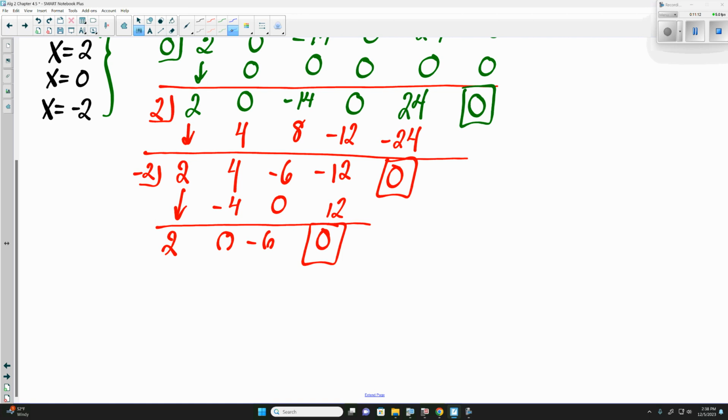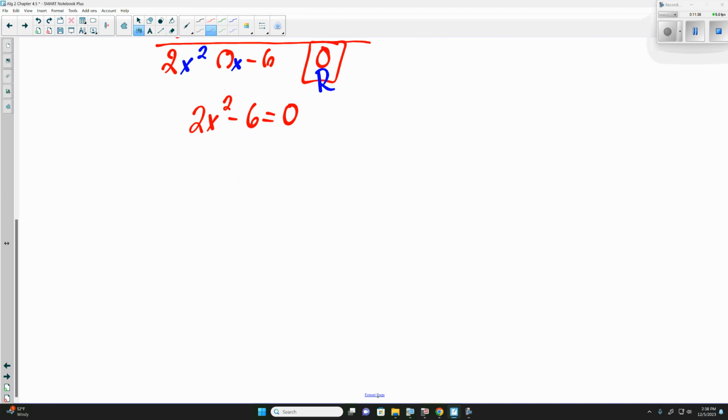So let's put our variables back in. 0 in the box is still the remainder. Our negative 6 is our term without x. 0 is our term with x, and 2 is our term with x squared. So it's telling us that we have 2x squared minus 6 is equal to 0. Well, at this point here, we can solve for the value of x by using our square root method. We could have also used the quadratic formula, but the square root method is a little bit more efficient and a little bit quicker.